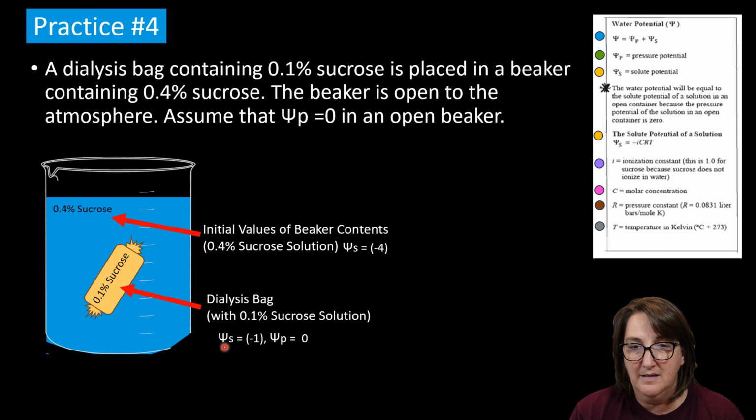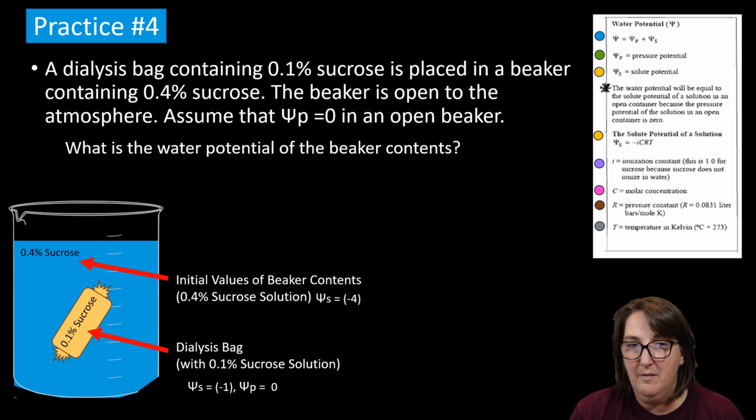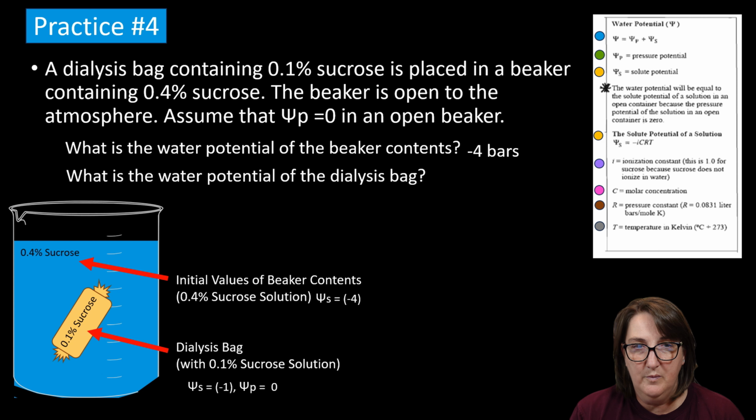I have my dialysis bag. My solute potential is negative 1. So this bag is a negative 1 bars solute potential. Okay. So now what's going to happen? So what is the water potential of the beaker? It's going to be negative 4. Water potential of the bag is negative 1.